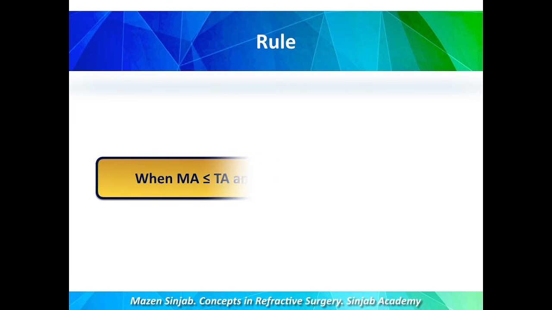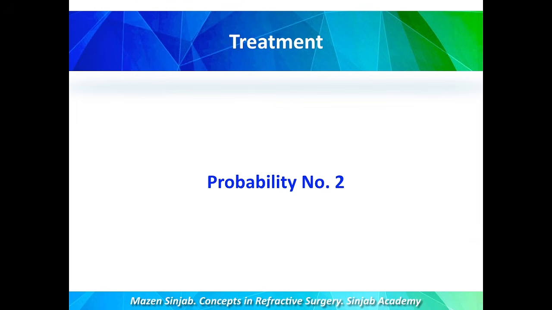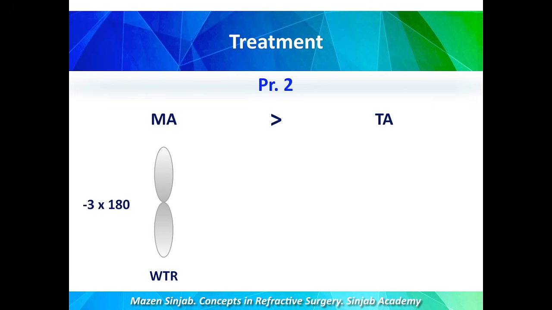So the rule says when the manifest astigmatism is less than or equal to topographic astigmatism and both are with the rule, treat manifest astigmatism. Probability number 2. The manifest astigmatism and the topographic astigmatism are with the rule, but the amount of manifest astigmatism is larger than the amount of topographic astigmatism, as in this example.